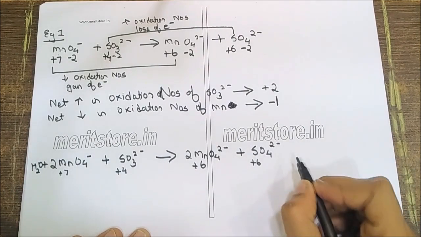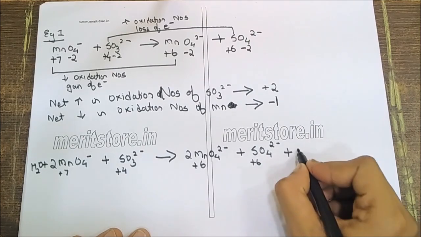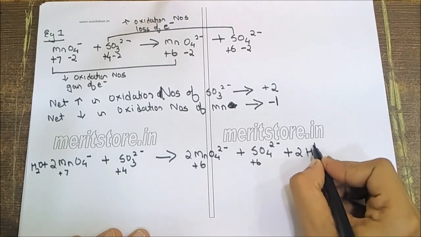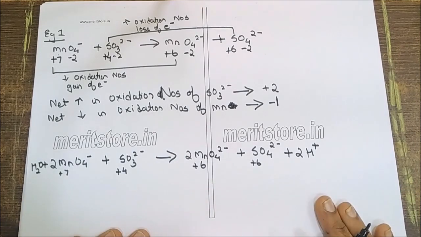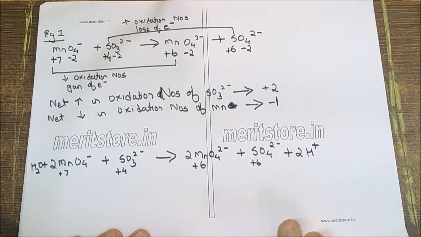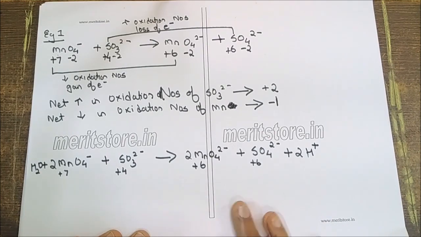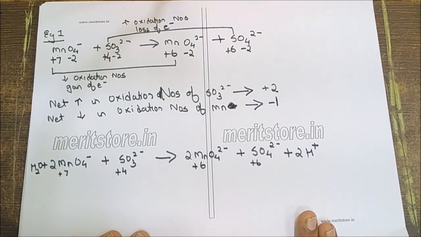So in order to balance hydrogen, we can add H plus. So I'm adding 2H plus. Alright. So now this reaction is balanced. Now we need to check in terms of atoms. So all atoms are balanced. And we need to check for the net charge. Okay. So even the net charge is balanced. A net charge of minus 4 is present on both sides.